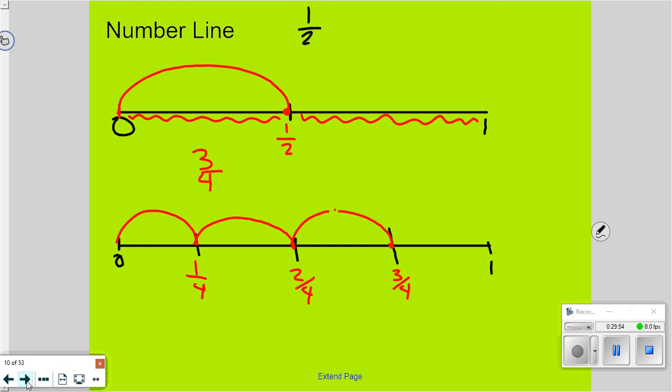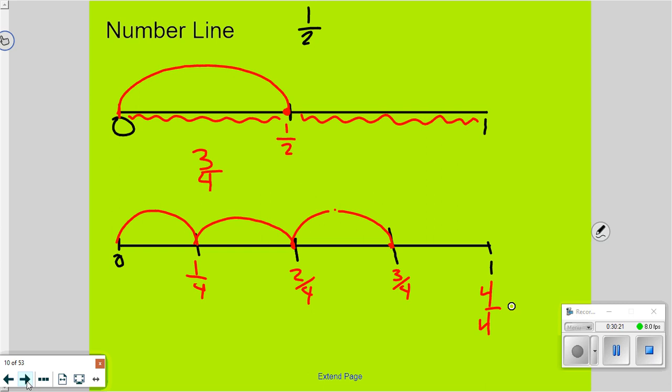So far, so good? What if I wanted to do another jump? What would be this number? Yes, it's 1. But could I call it something else? Is there another name for it? Bryson? 4/4. I could do a fourth jump and get to 4/4.